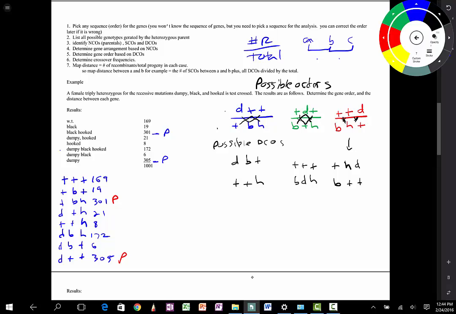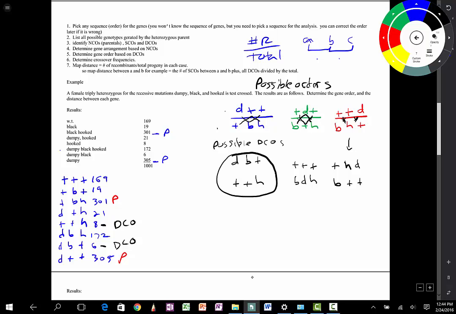So we want to know which of these is right. So we look over to our data, and we look at the ones that are the smallest numbers, and these are going to be our double crossovers. So plus plus H is a double crossover, and DB plus is a double crossover. So plus plus H and DB plus. So these are the correct ones. So that tells us that this was the correct order.